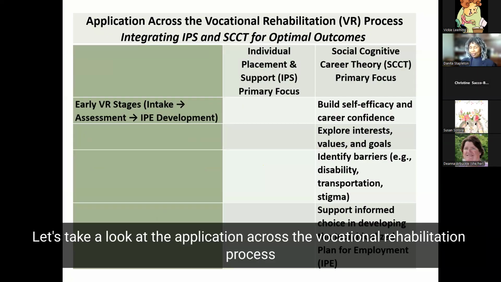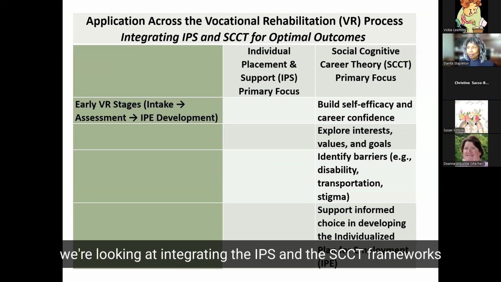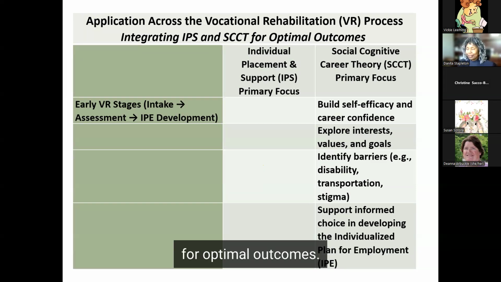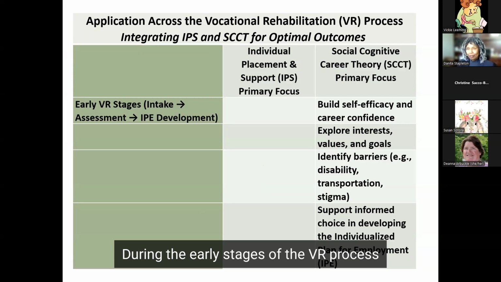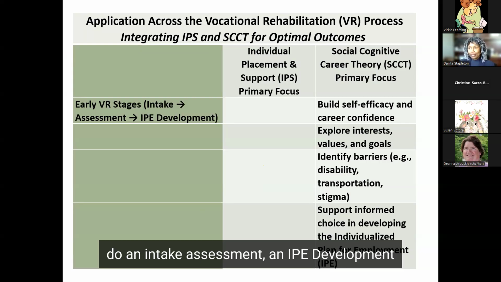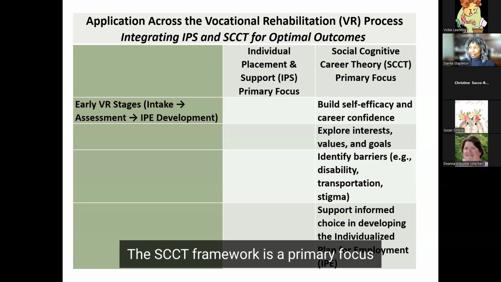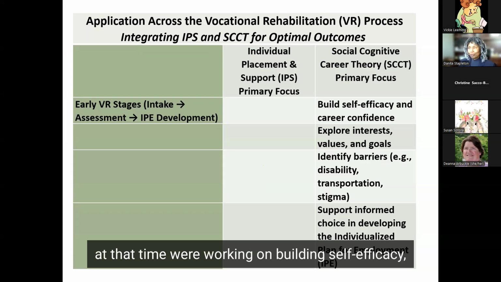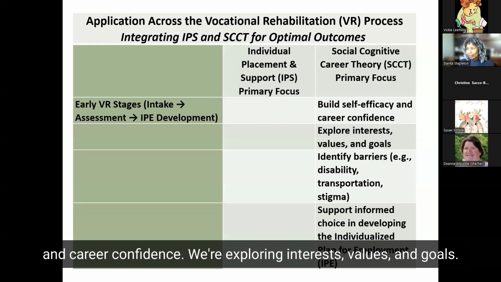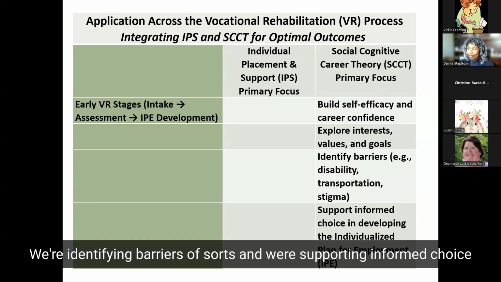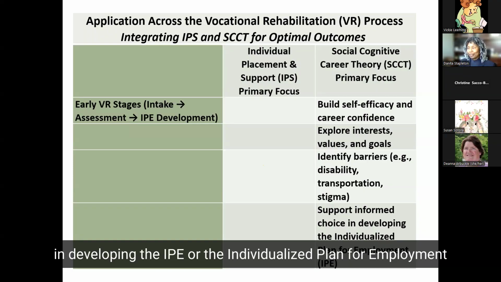Let's take a look at the application across the vocational rehabilitation process. We're looking at integrating the IPS and the SCCT frameworks for optimal outcomes. During the early stages of the VR process, doing intake assessment and IPE development, the SCCT framework is a primary focus. At that time, we are focusing on building self-efficacy and career confidence. We're exploring interests, values, and goals. We're identifying barriers of sorts, and we're supporting informed choice in developing the IPE, or individualized plan for employment.